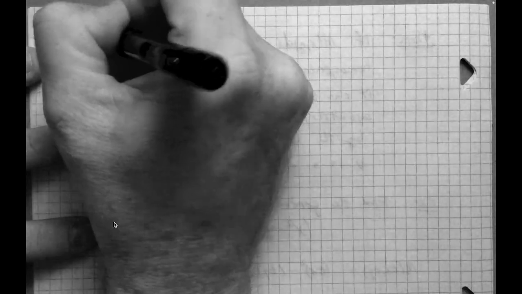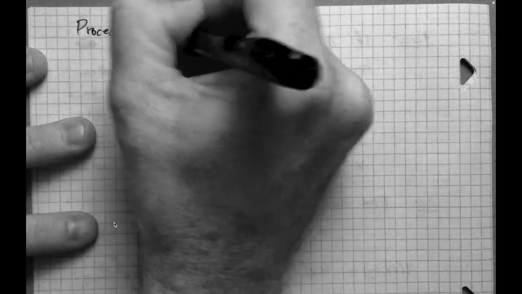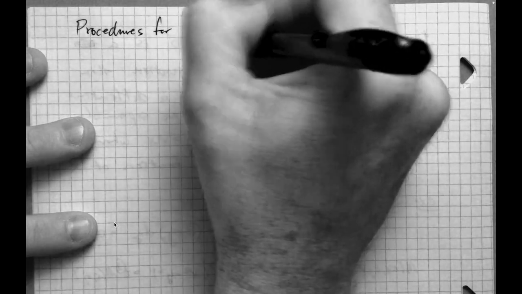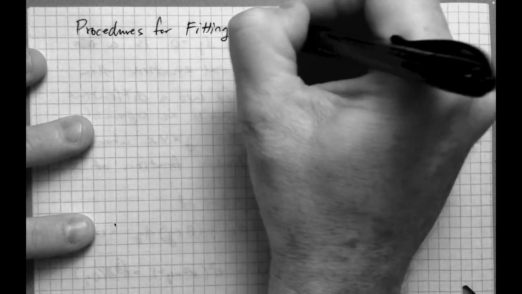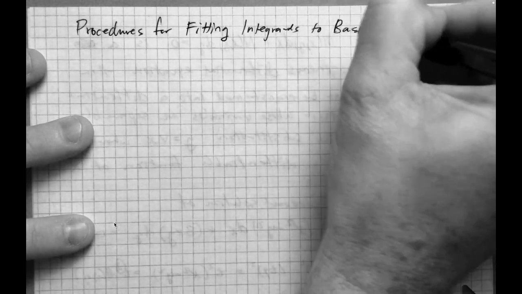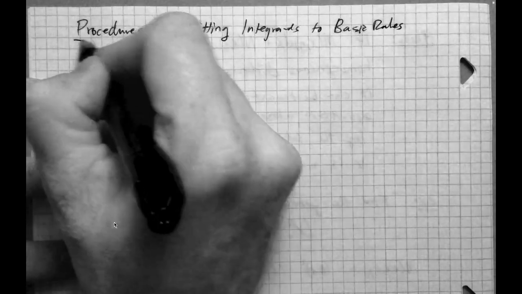Okay, and so I do want to spend just a second kind of summarizing this a little bit, right? So basically, procedures for fitting integrands to basic rules, right? So these are things you can try, basically.